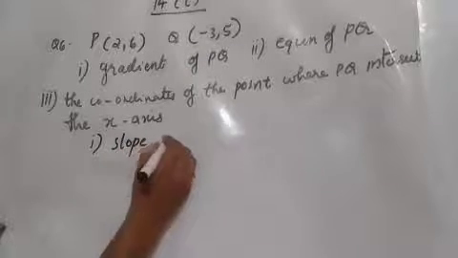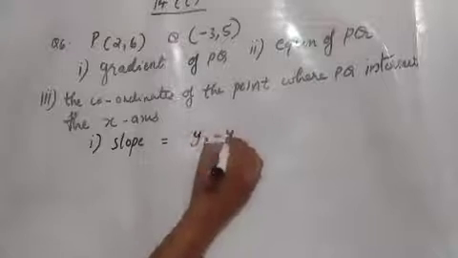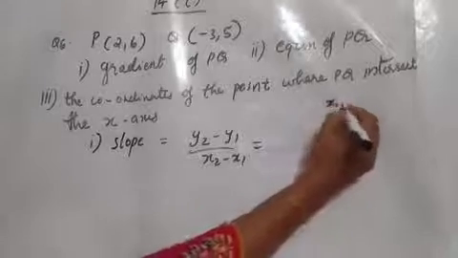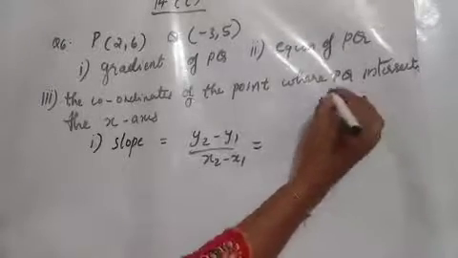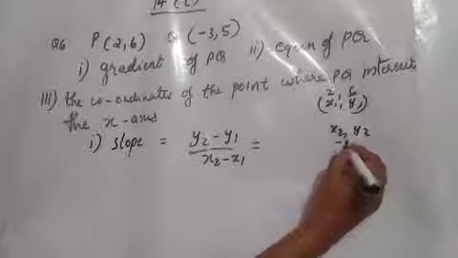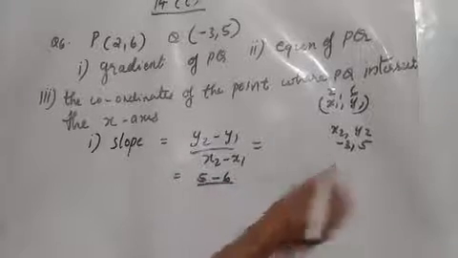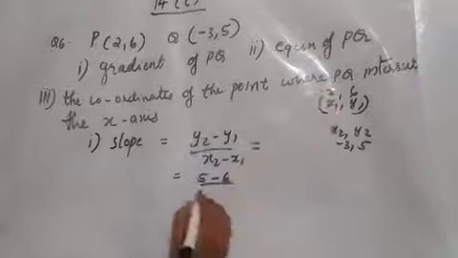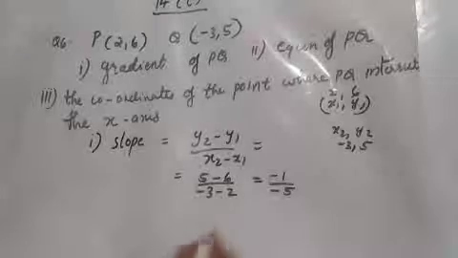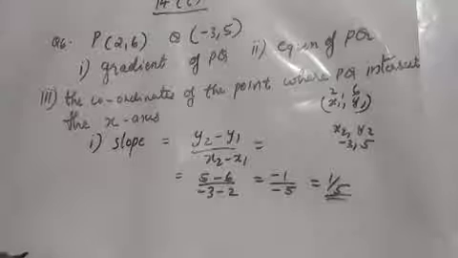When 2 points on the line are given, how can we find the slope? Yes, (y2 minus y1) by (x2 minus x1). Here we can take (x1, y1) as (2, 6) and (x2, y2) as (-3, 5). Substitute the values: 5 minus 6 by minus 3 minus 2. That is minus 1 by minus 5, which is equal to 1 by 5. This is the gradient. Gradient means slope.